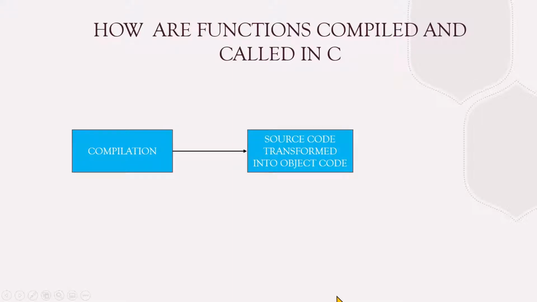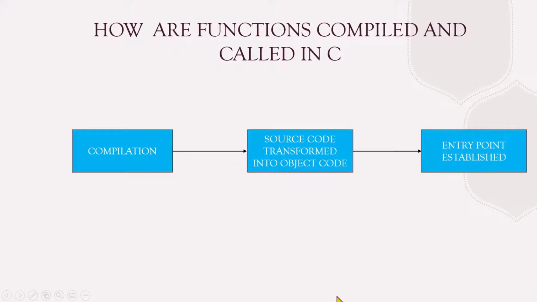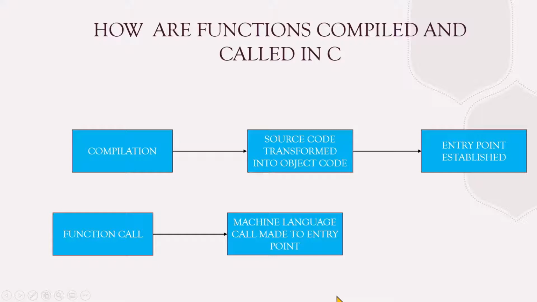How are functions compiled and called in C? Because now we're going to be talking about function pointers. So when compilation happens, the source code is transformed into object code. We already know that. And an entry point to the function is established. When you call the function, a machine language call will go to the entry point.